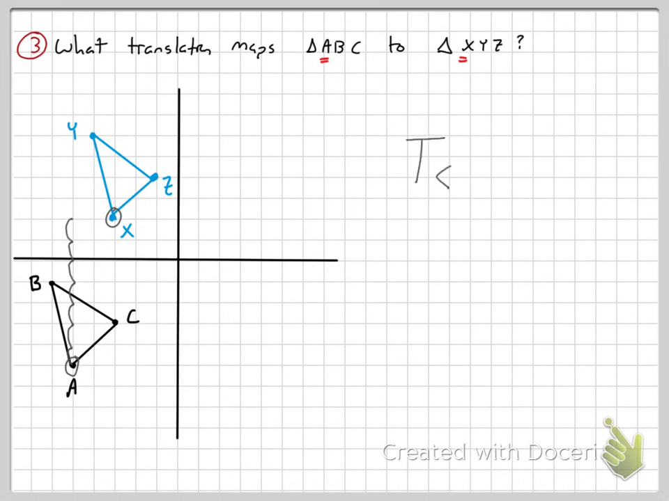So I'm going to do my vector. I'm moving up 7. So that would be my y-coordinate. And I'm moving over 2, or to the right 2. Okay? You could have done to the left or right first and then up or down. It really doesn't matter. How I would read this translation, I'm taking triangle ABC, I'm moving to the right 2 units and then up 7 units. And I'd be done.